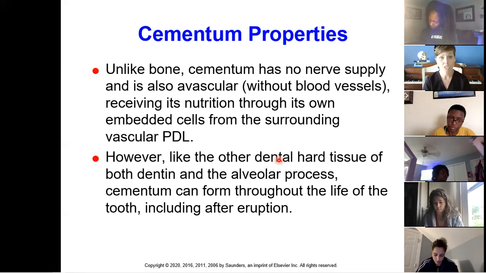It receives its nutrients through its own embedded cells from the surrounding vascular periodontal ligaments. Like other dental hard tissues, like both the dentin and the alveolar process, cementum can form throughout the lifetime of the tooth, including after eruption. So it does continue to form, but it's almost like once it's removed, it doesn't grow back.